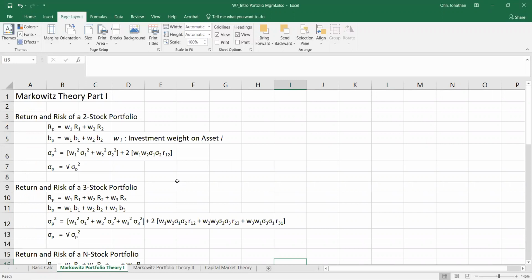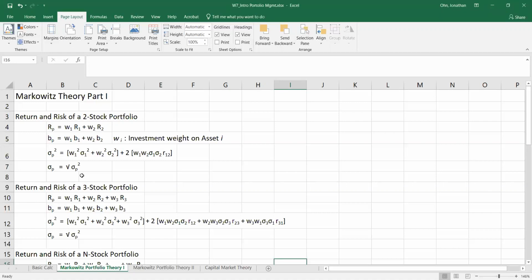Markowitz portfolio theory, part 1. The first part of Markowitz portfolio theory gives this mathematical quantitative model for return and risk of a portfolio. That one is the first groundbreaking contribution by Harry Markowitz, right?